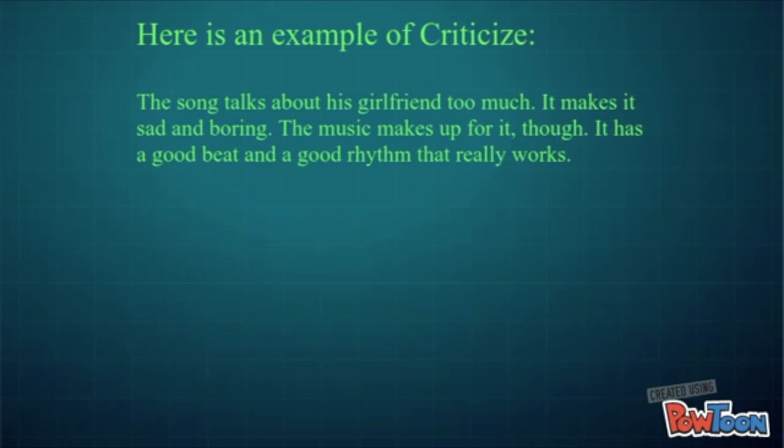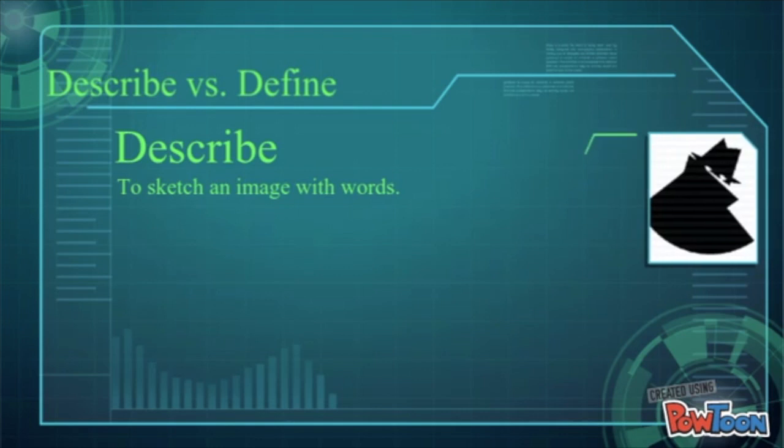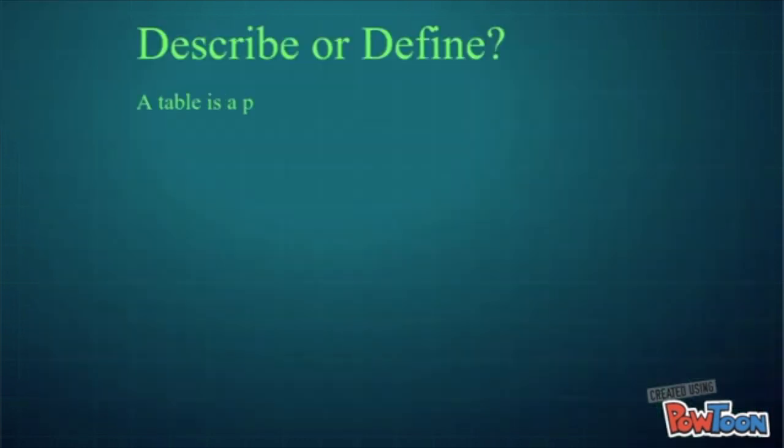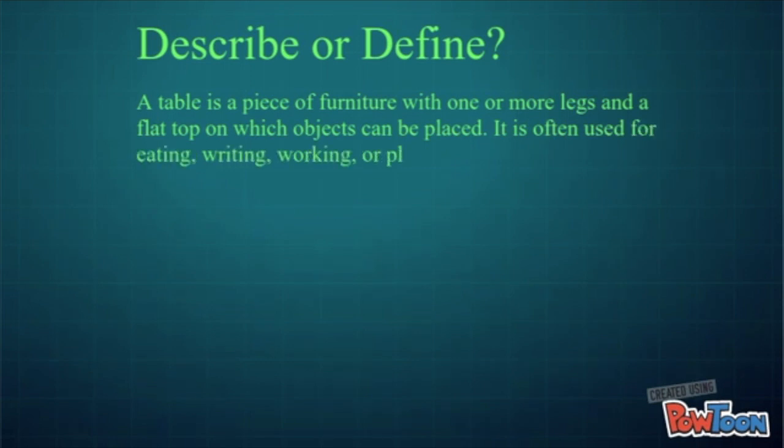Describe means to sketch an image with words. The imposter, define, to give the meaning of a word, phrase, or idea. One is a dictionary definition. The other is describing what you see with your eyes. So what is this? A table is a piece of furniture with 1 or more legs and a flat top on which objects can be placed. It is often used for eating, writing, working, or playing games. Which is it?